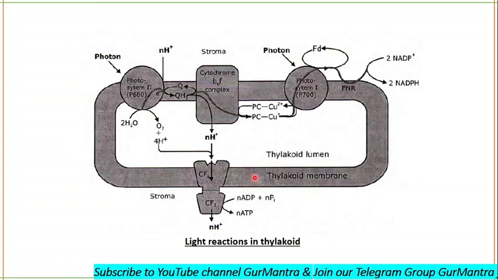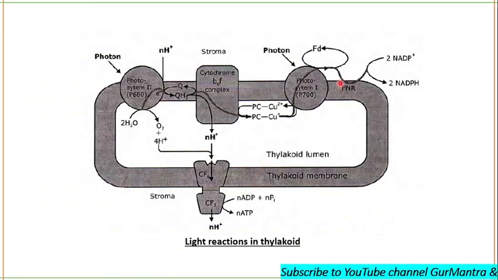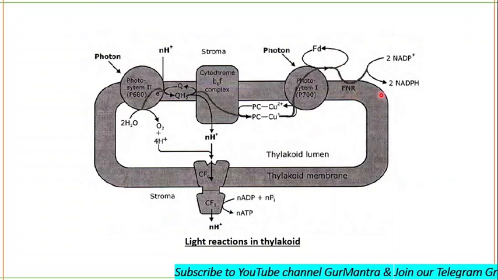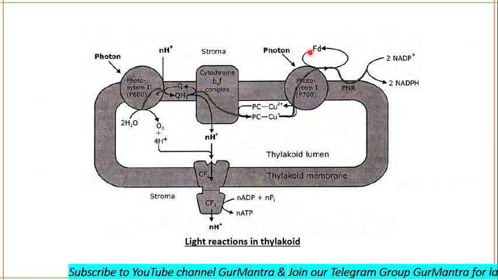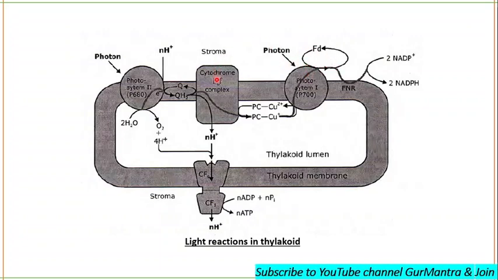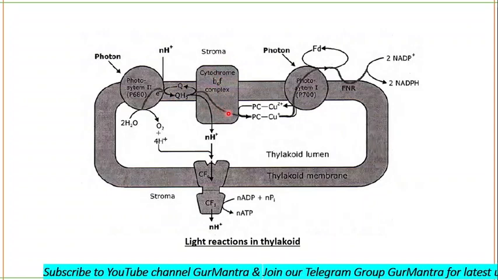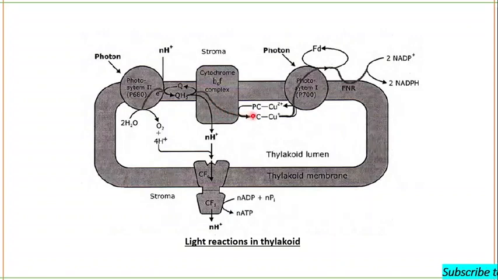Now what happens during cyclic phosphorylation? During cyclic phosphorylation, FNR doesn't work. There is no production of NADPH. Ferredoxin now transfers its electron to the cytochrome B6F complex, and again there is a Q cycle. B6F complex will again transfer the electron to the plastocyanin, and plastocyanin then to photosystem 1.